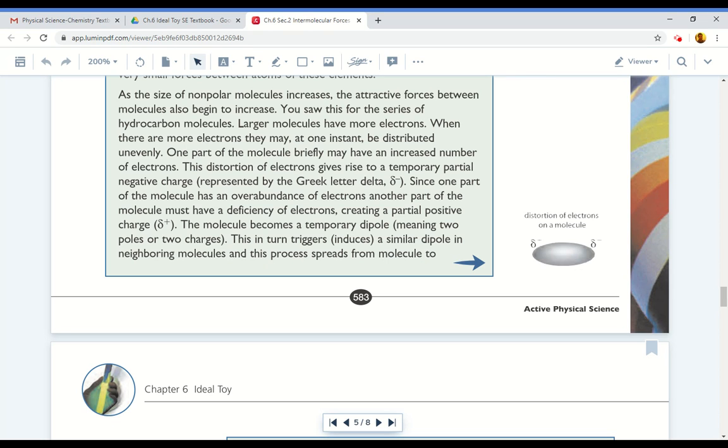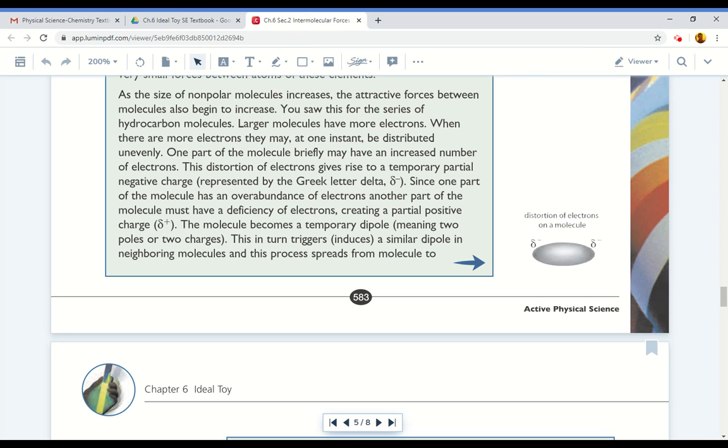Larger molecules have more electrons. When there are more electrons, they may, at one instant, be distributed unevenly. One part of the molecule briefly may have increased number of electrons. This distortion of electrons gives rise to a temporary partial negative charge, represented by the Greek letter delta. Since one part of the molecule has an overabundance of electrons, another part of the molecule must have a deficiency of electrons, creating a partial positive charge. The molecule becomes a temporary dipole, meaning two poles or two charges.